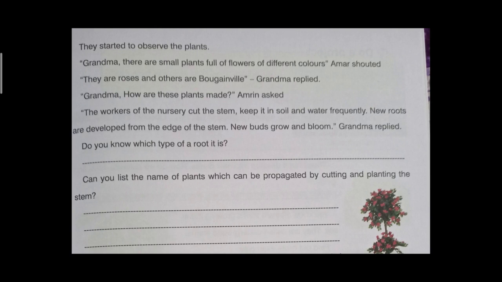"Grandma, there are small plants full of flowers of different colors," Amar shouted. "They are roses and others are bougainvillea," Grandma replied. "Grandma, how are these plants made?" Amrin asked. "The workers of the nursery cut the stem, keep it in the soil, and water frequently. New roots develop from the edge of the stem. New buds grow and bloom," Grandma replied.